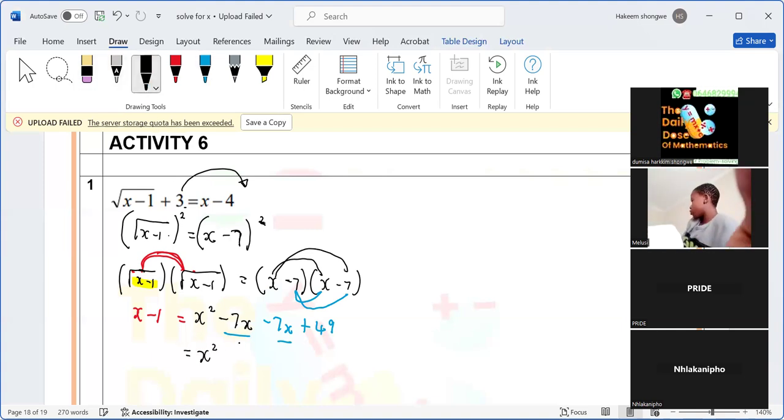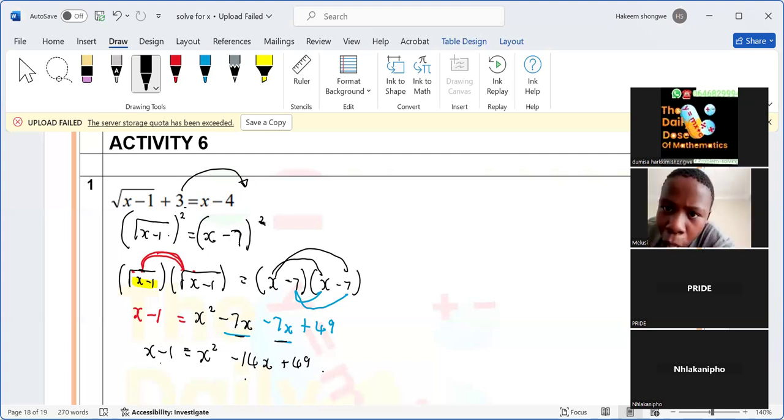We have x squared. What do you get for these two? Negative 14x. Then what do we get for this one? This one is still 49. X minus 1. So I'm going to group everything on one side. So there are 3 people and then there are 2 people. We say, let's take the 2 and let them go to the 3. This one is positive. When it gets to this side, it's going to become negative. So in other words, we're going to have 0.